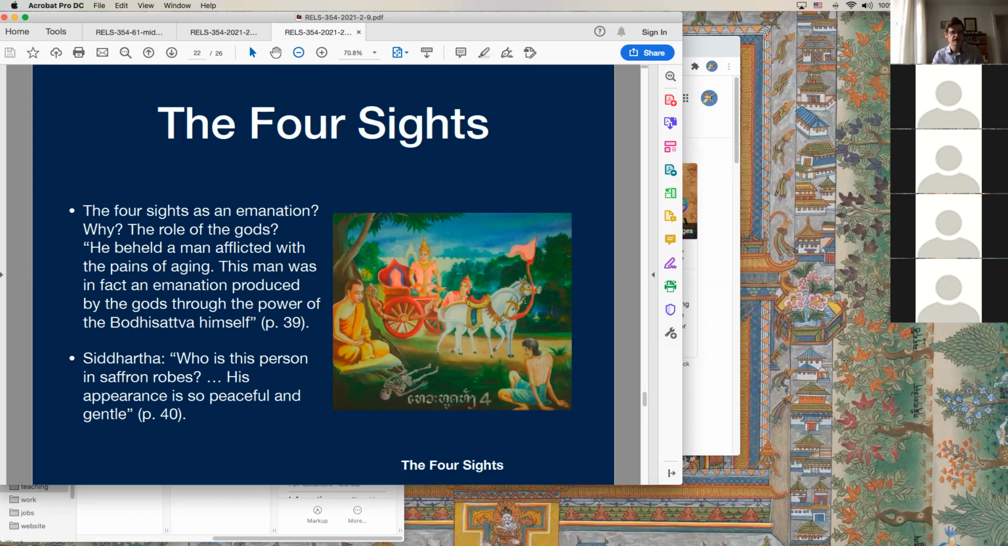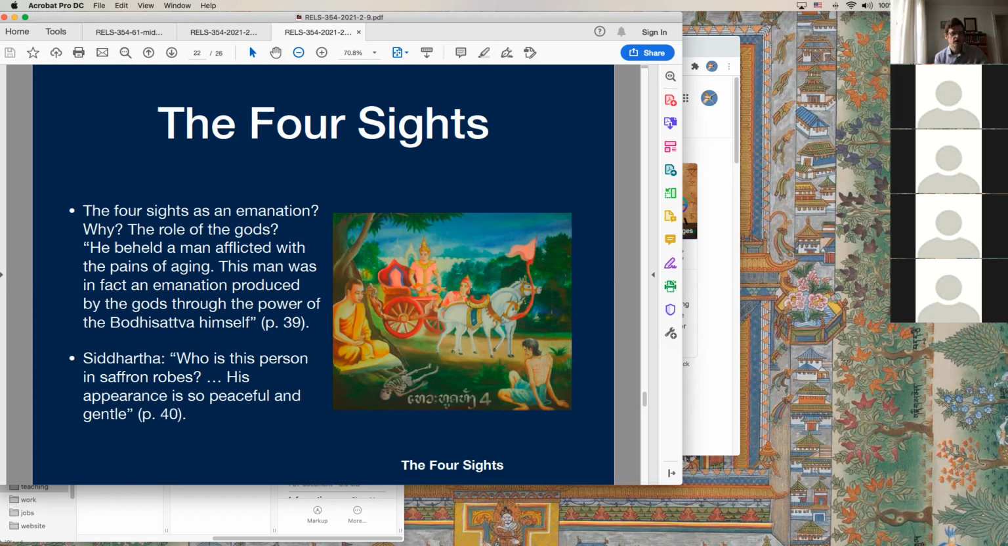What would you say is the intervention from the gods? They're the ones showing him all these things. Right. It's not just random chance, not nature, just serendipity or something like that. The gods are making it happen. They're orchestrating this series of events that will lead to the Buddha leaving from his home, right?